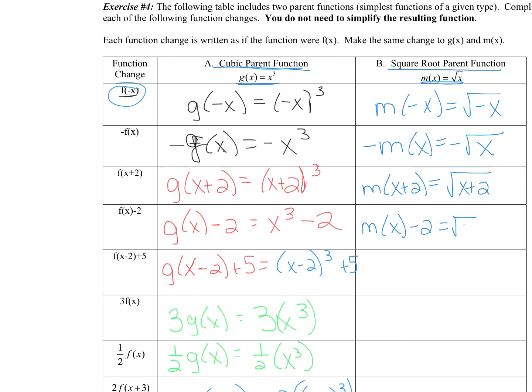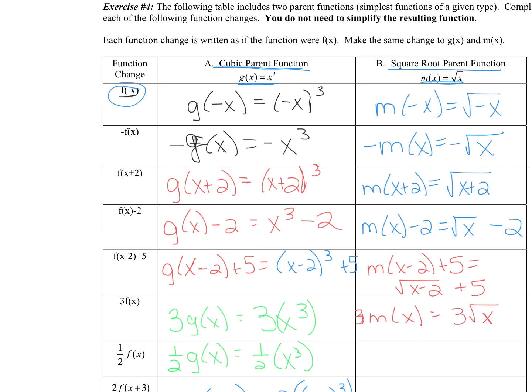So you have to be careful how you write this one. It's m of x is square root of x, and then outside of the radical is the minus 2. The next one is m of x minus 2 plus 5. So the x minus 2 goes in the radical, and the plus 5 goes after the radical. Here we have 3 m of x. So the 3 just gets tacked in the front of the square root.